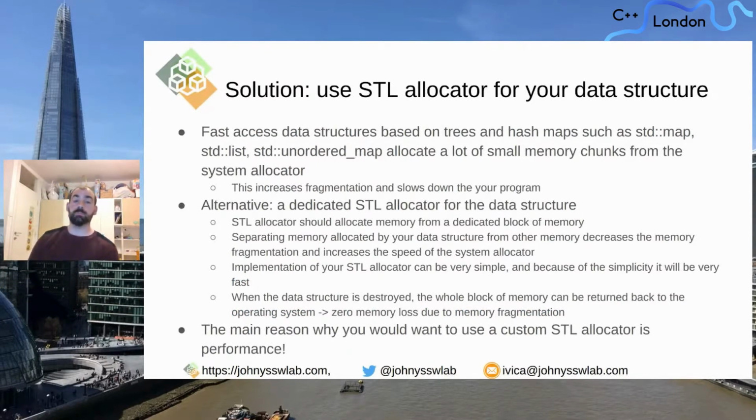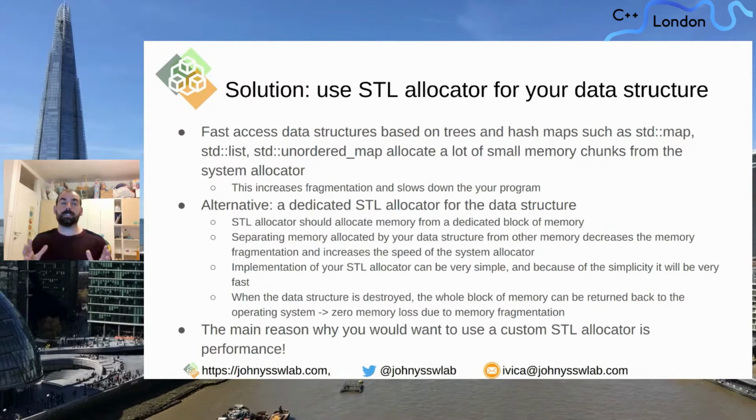Another solution to decrease memory fragmentation and increase the speed of allocation and free is to use STL allocators. Now, system allocators are implementations of malloc and free, and STL allocators are tied to your specific data structure. So fast access data structures that are based on trees and hash maps, such as std map, std list, std unordered map, std set, and so on, allocate a lot of small memory chunks from the system allocator, and this increases fragmentation and slows down your program. The alternative is to use a dedicated STL allocator for your data structure.